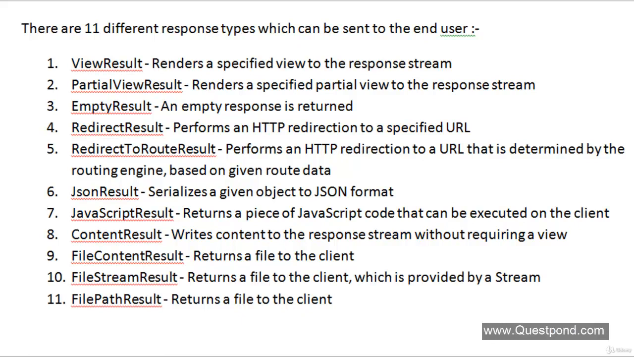But strictly speaking, there are 11 different classes which inherit from the action result class, and each one of these result types gives a different kind of response format. For example, if you just want an empty response, you can use the empty result. If you want to return a file, you can use the file stream result. So there are actually 11 different kinds of result types which can be sent to the client depending on the situation.